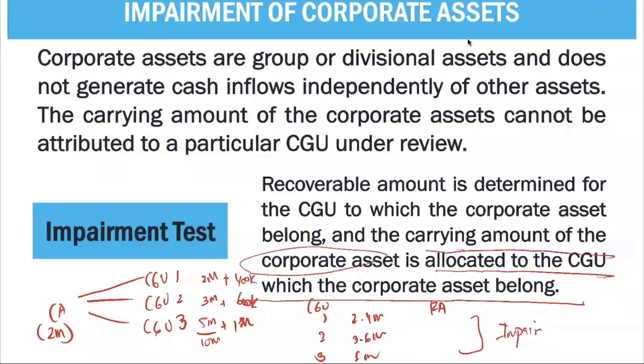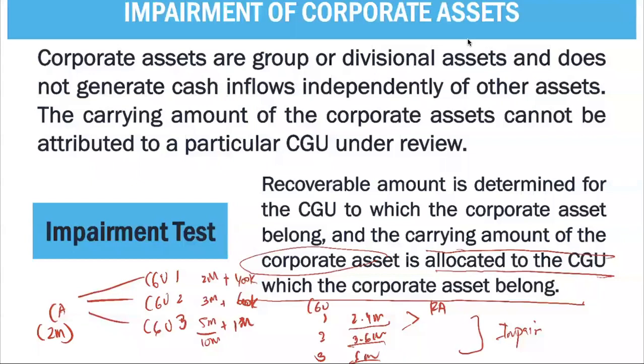There is an impairment if the carrying amount is greater than the recoverable amount. That's what is meant here in your impairment test. First, you allocate the value of the corporate asset to your CGUs. Thereafter, after allocation, you compare it now to the recoverable amount to see if there is an impairment per CGU. So CGU1, after allocation, compare to recoverable amount. CGU2, after allocation, compare to recoverable amount. CGU3, after allocation, compare to recoverable amount. That is in case of corporate assets.